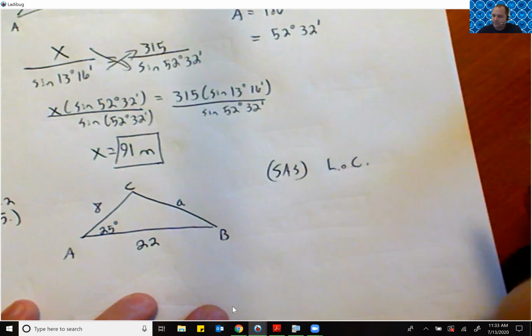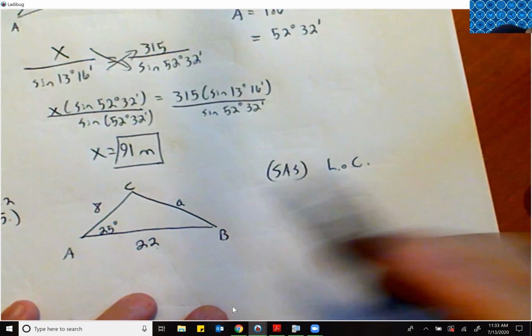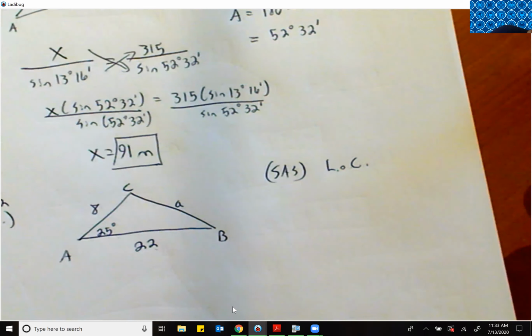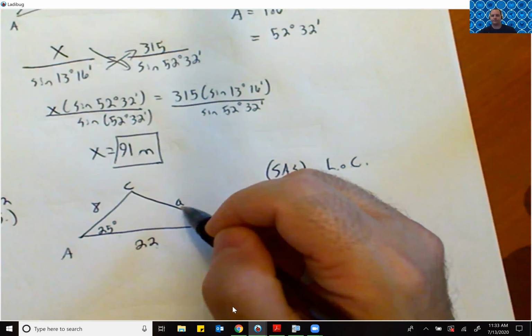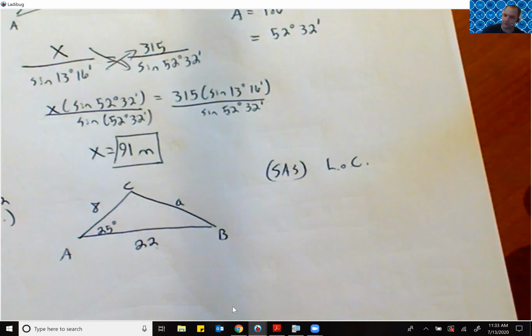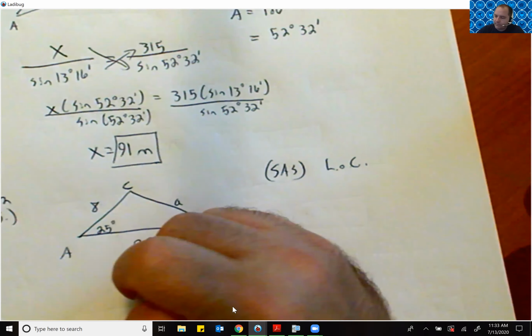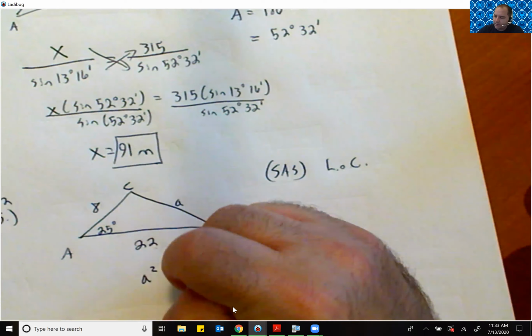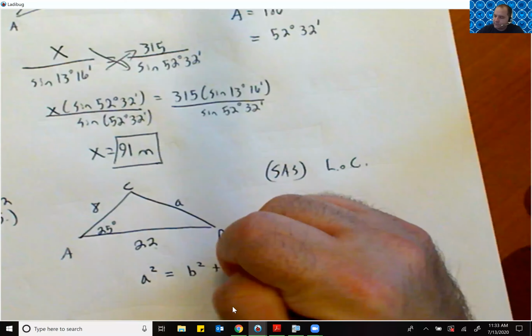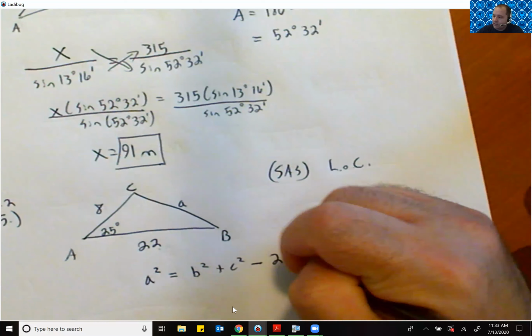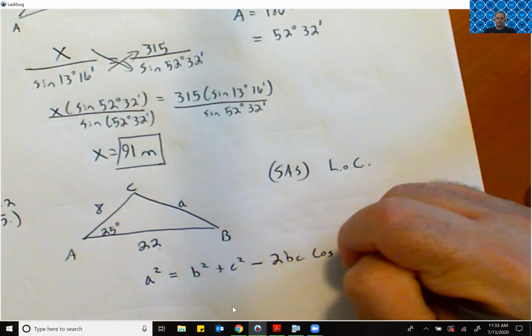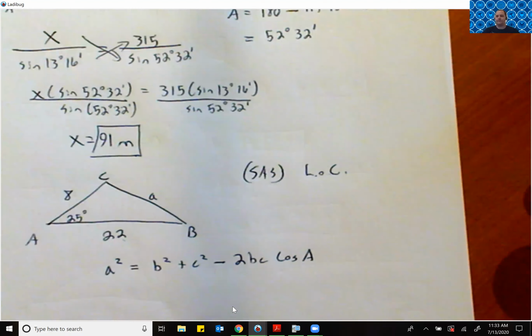Side angle side. So the first thing you're going to want to do with side angle side is we're going to use law of cosines to find the third side. So we're looking for A, okay? So our formula will look like A squared equals B squared plus C squared minus 2BC cosine big A. Okay, the side you're looking for is squared here. It's kind of like a Pythagorean theorem where you're taking off a little piece of it.